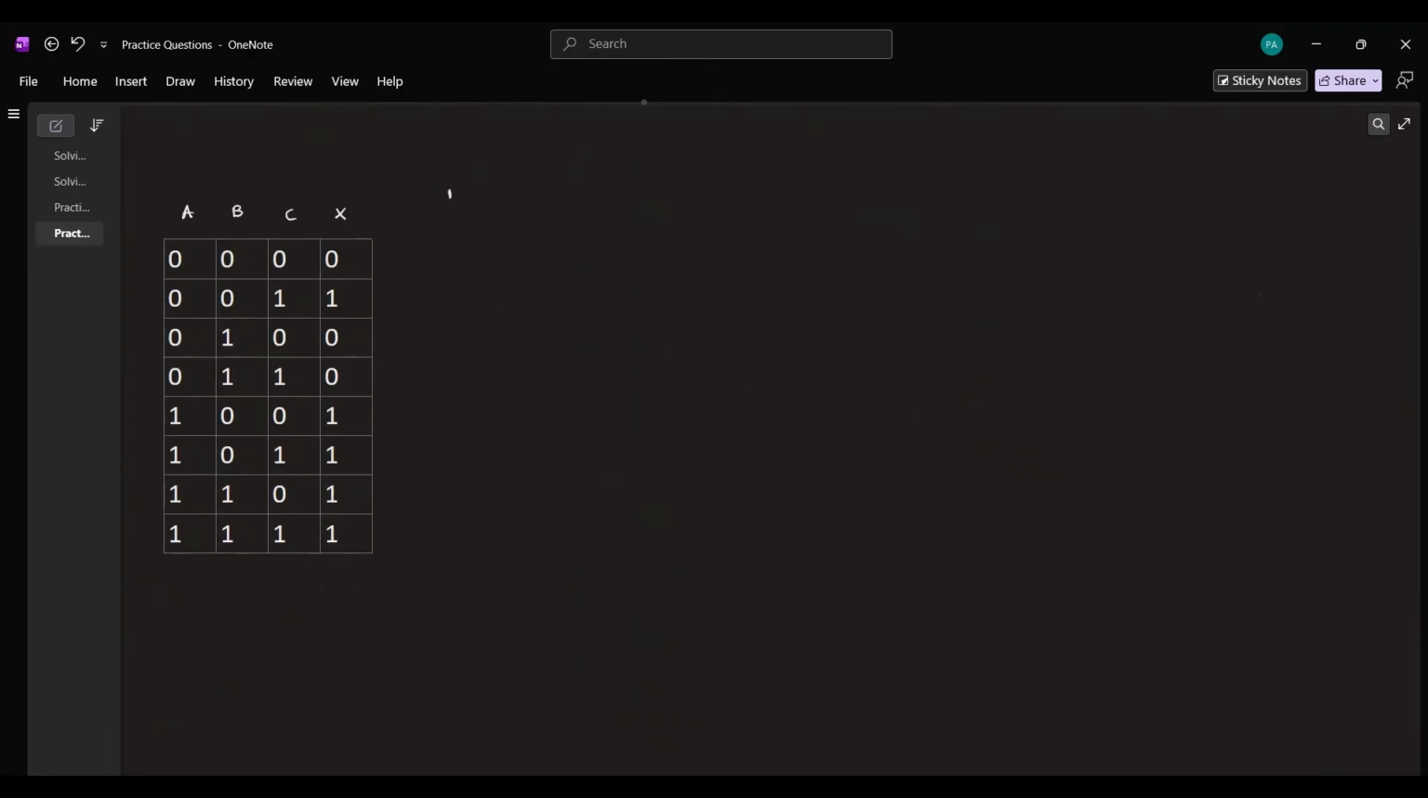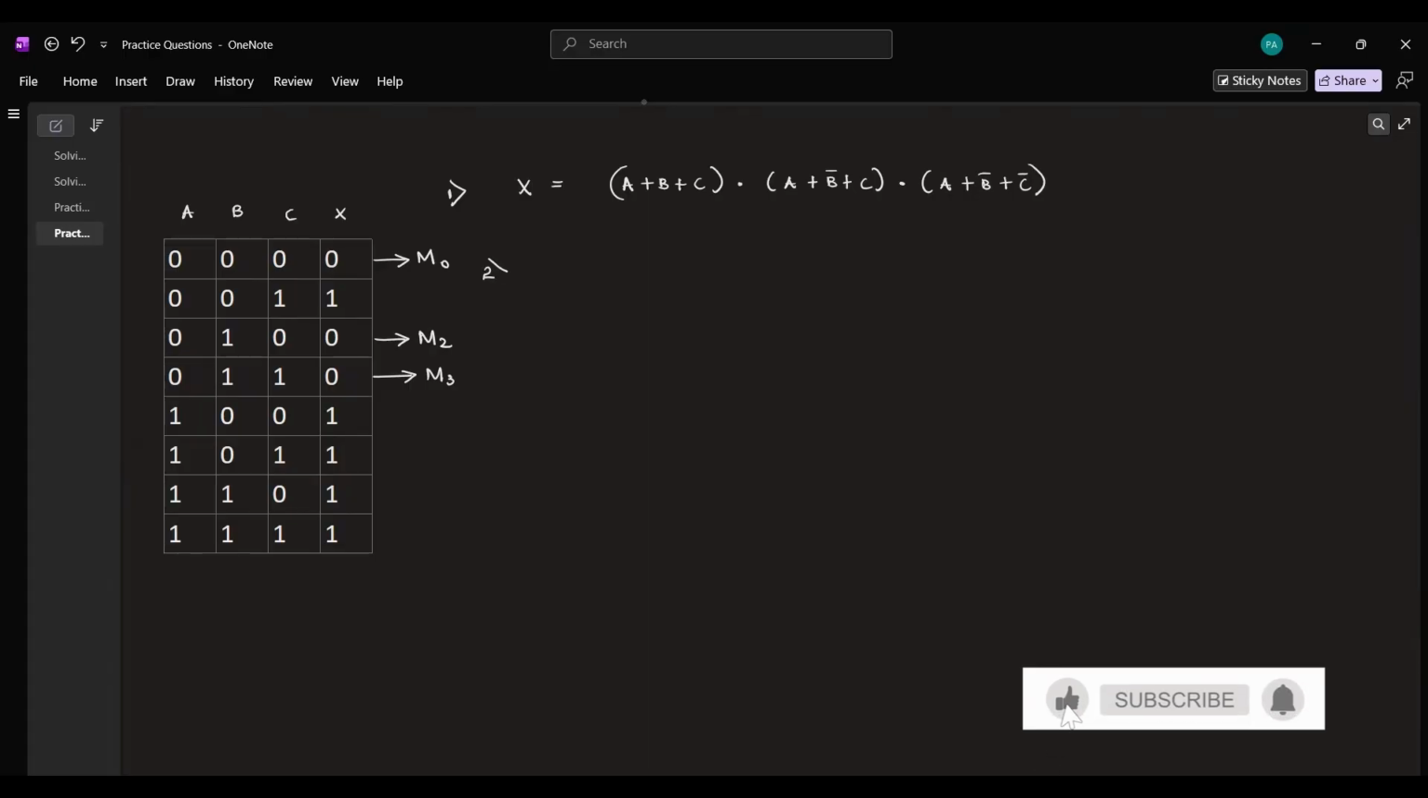So the first step, we are going to come up with the Boolean expression. So we need the min terms. We have M0 here and M2 here and M3 here. Interesting. So X will be equals to A plus B plus C into A plus B bar plus C into A plus B bar plus C bar. That's it. Now we can simplify this by using K-map.